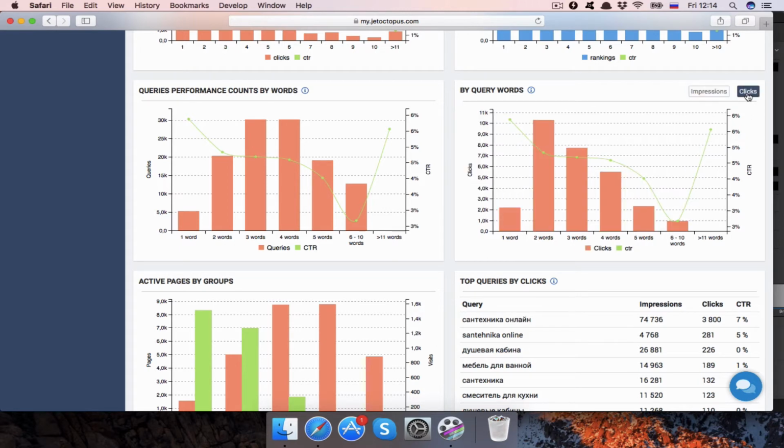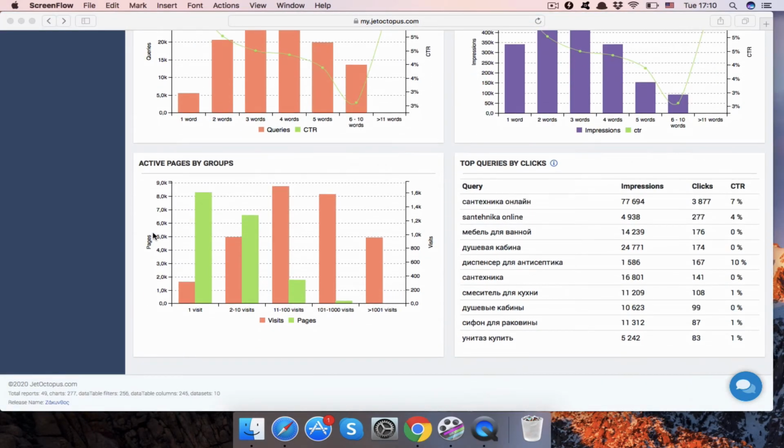We can also pick up the clicks, and here we see how many clicks 1 word query is getting, etc. And again, you are able to correlate the CTR here.